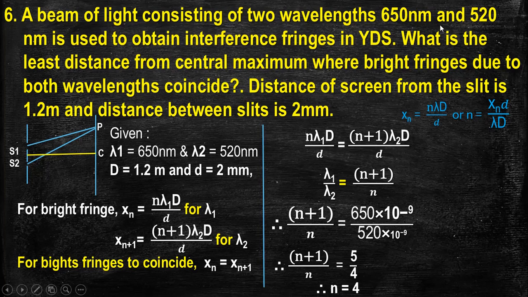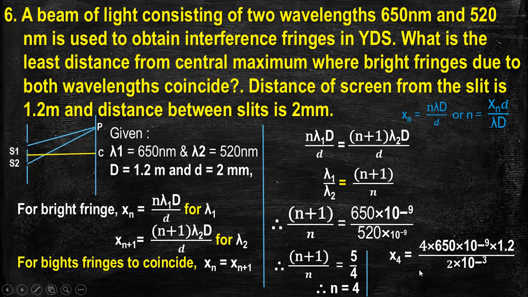the fourth bright fringe due to 650 nanometer is formed at point P. When you use 520 nanometer light, then n plus 1: n is 4, n plus 1 is 5. So the fifth bright fringe due to 520 nanometer light is also formed at the same point P. Then you can put n equal to 4 in any one of these two equations. Since the distances xn and xn plus 1 are the same, if you substitute the n value in either equation, then you get x.